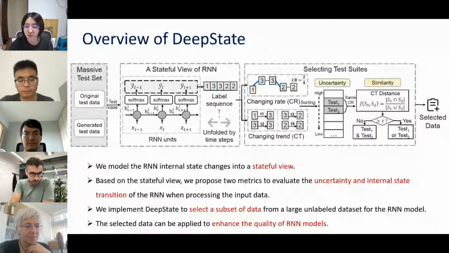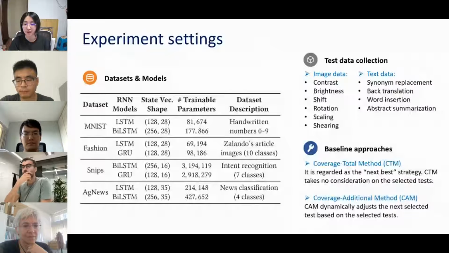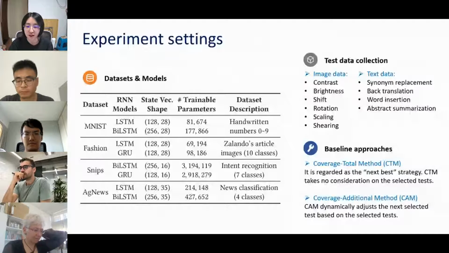Now, let me show some experiments in our paper. We experiment Deep State with image classification and text classification models. For each data type, we employ 2 widely used datasets, and we apply some data mutation operators to simulate the data collected from real applications.